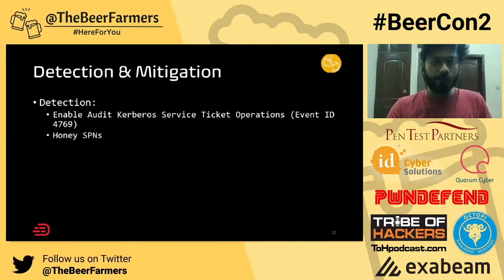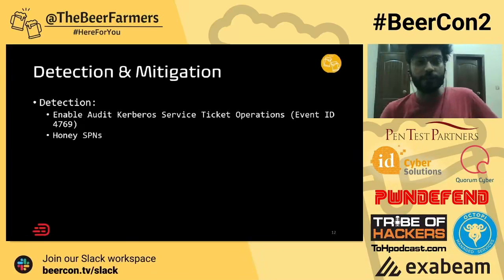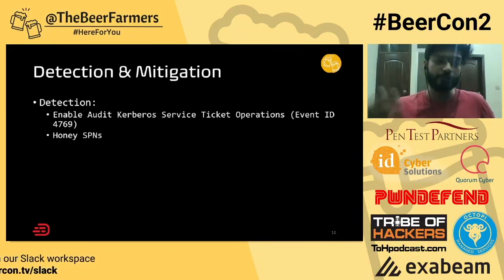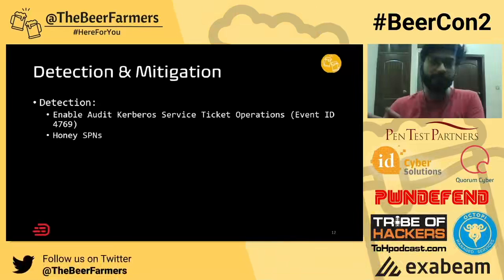Another thing that you can do is use honey SPNs. They basically work on the same principle as honeypots. You create a fake service, assign a fake SPN to it, and make sure that your domain users never use or interact with this fake service. So when an attacker gets into your network, he doesn't know that this is a honey SPN, right? So he'll request the service ticket for the fake service as well, and that's how you can identify that Kerberoasting is being performed.